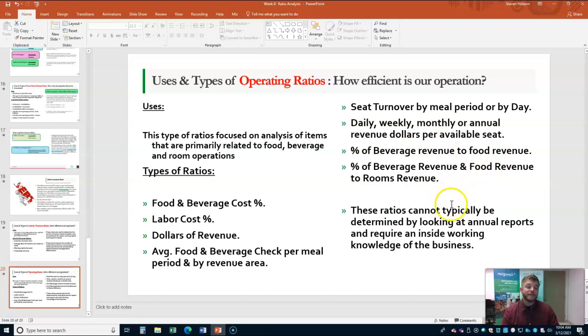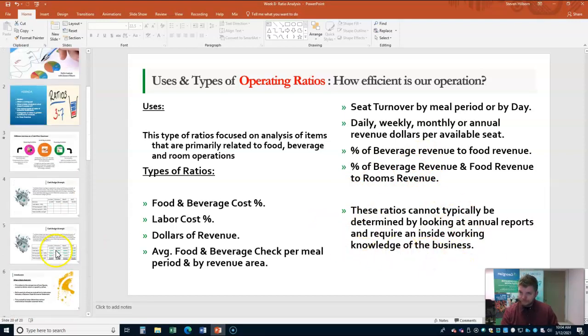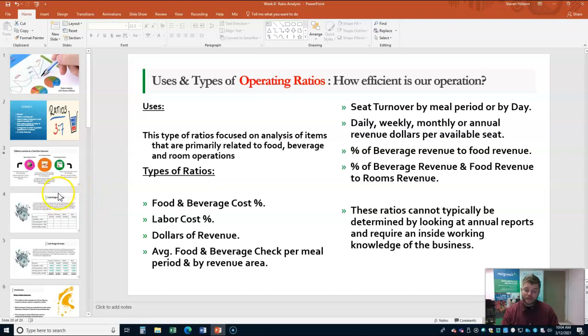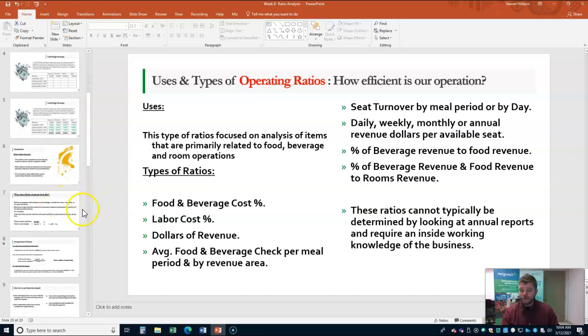So these ratios cannot typically be determined by looking at annual reports. This is more of an insider working knowledge of the business. You need to know costs. You need to know what you're charging. Annual reports won't get this for you. So this is essentially what I'm talking about here when it comes to ratios.